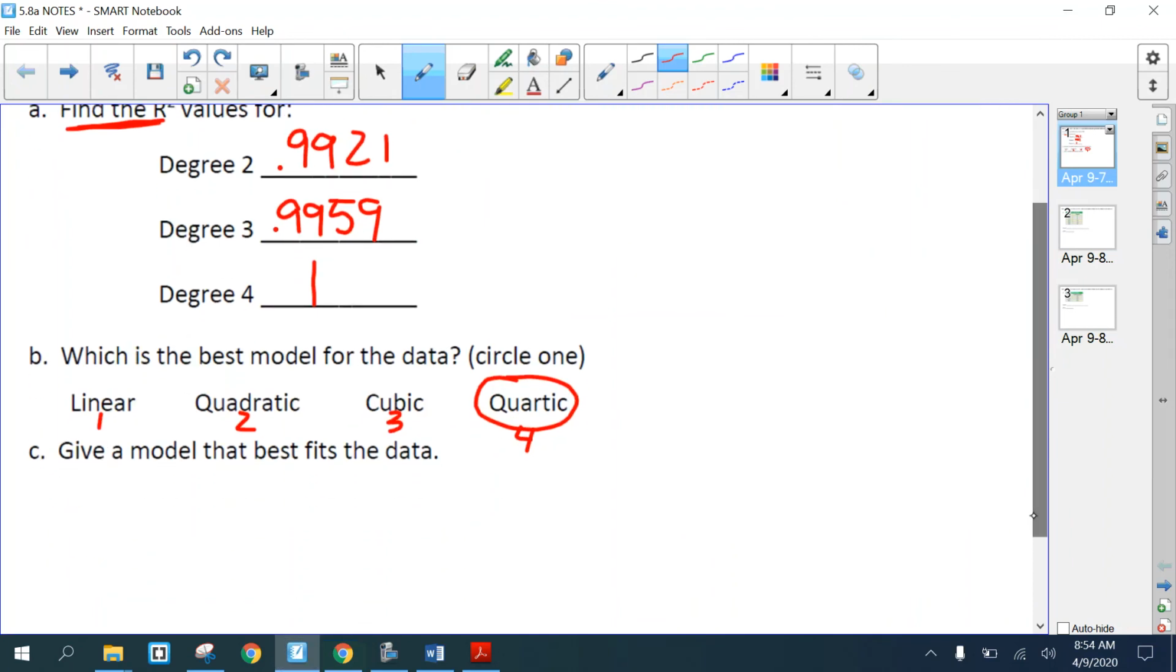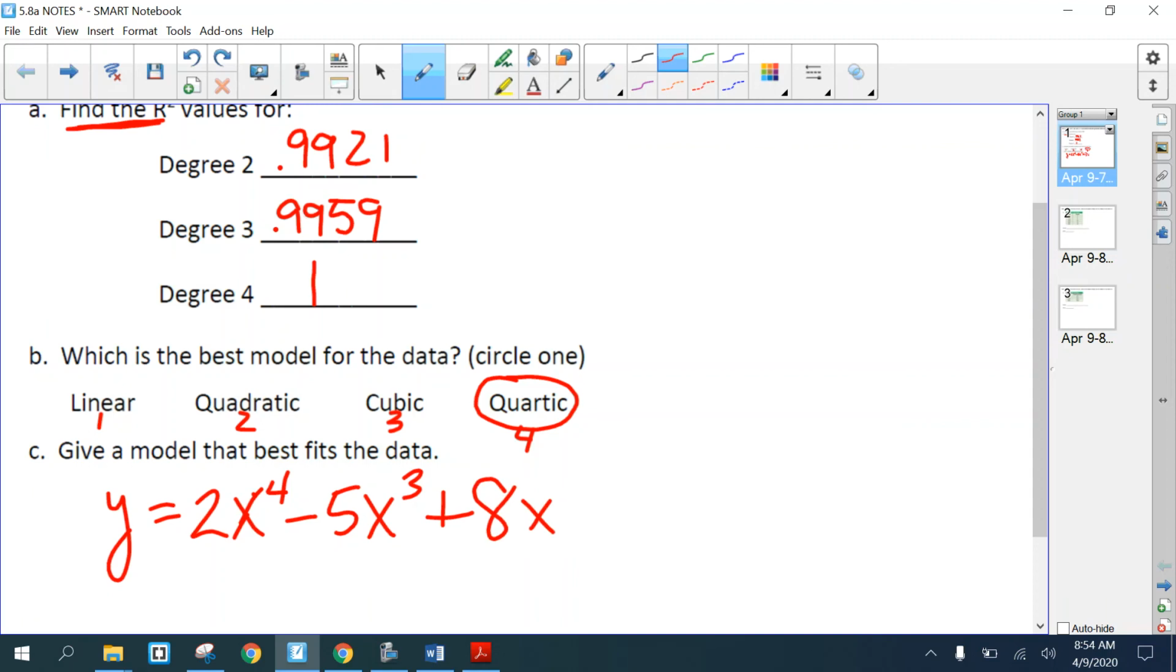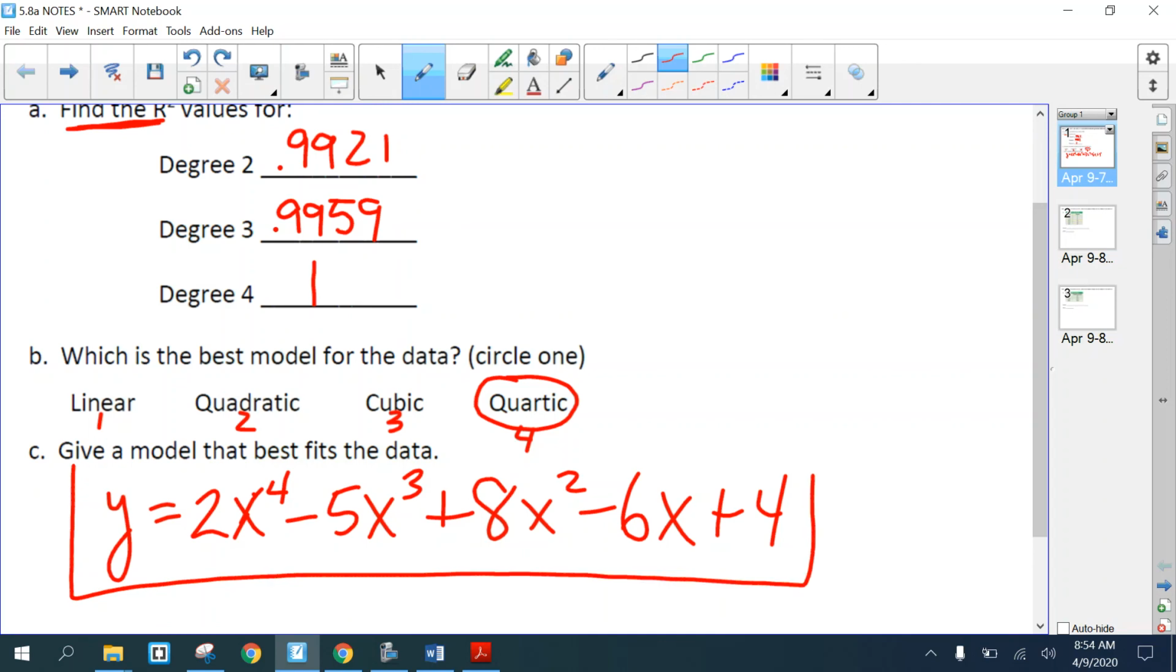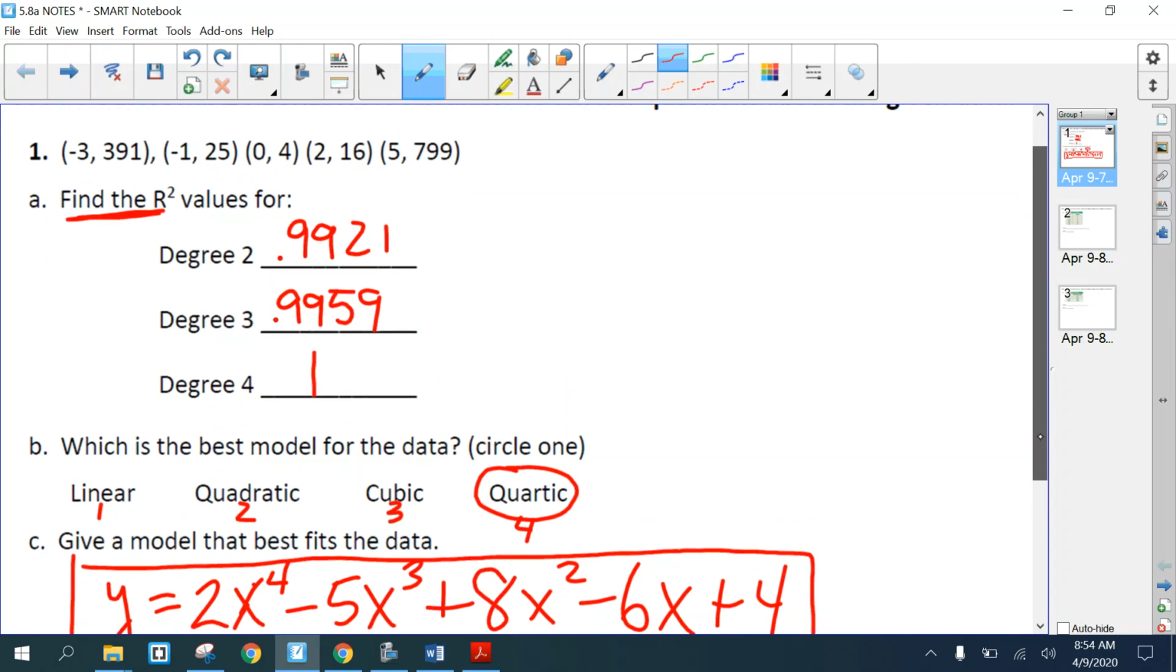For the next question, give a model that best fits the data. Y equals 2x to the 4th minus 5x to the 3rd plus 8x squared minus 6x plus 4. That is a model, or an equation, that best fits the data, or these points given above.